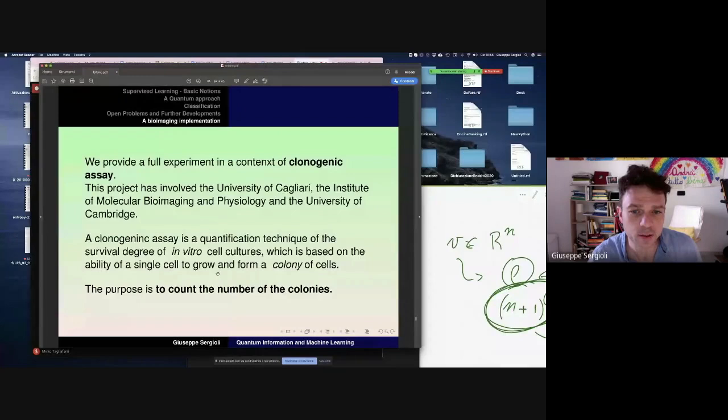The main goal of this experiment is this. A clonogenic assay is a quantification technique of the survival degree of in vitro cell cultures, which is based on the ability of a single cell to grow into a colony of cells. The purpose in the biological context is to count the number of the colonies.